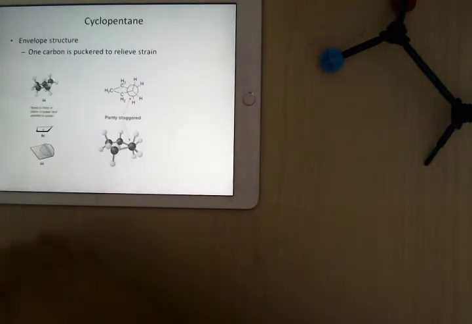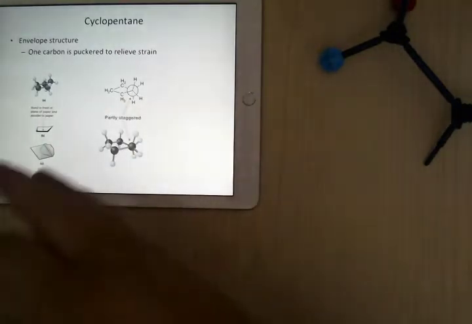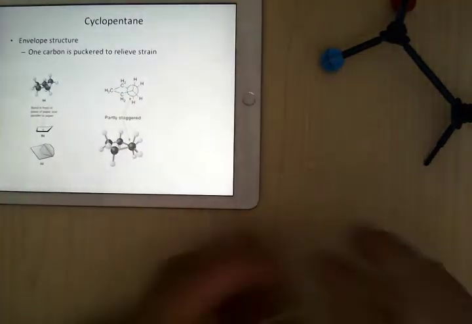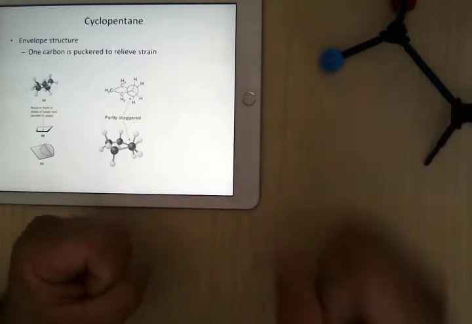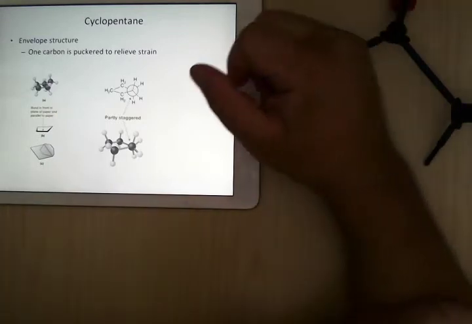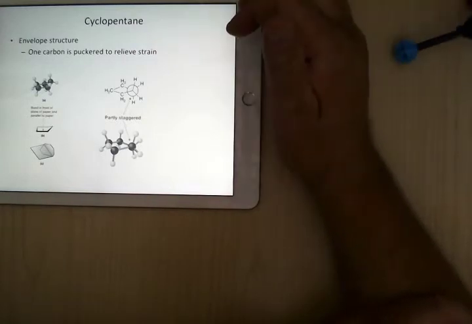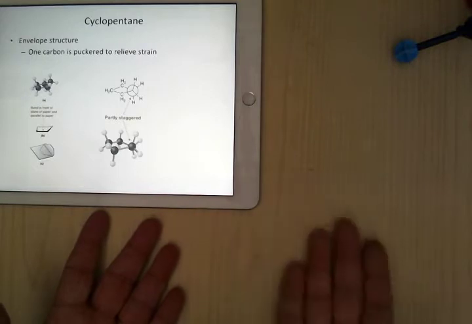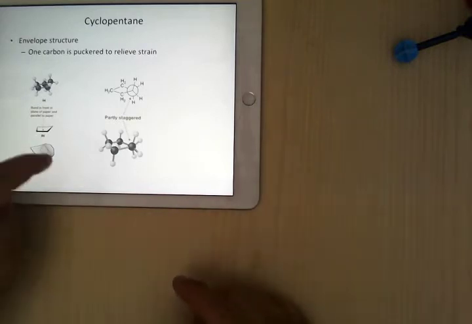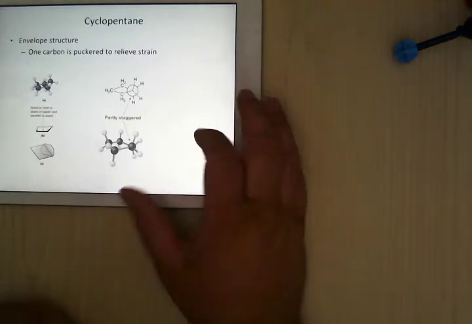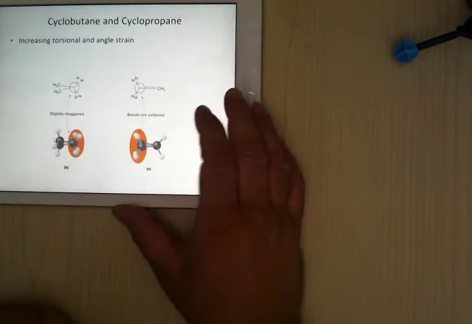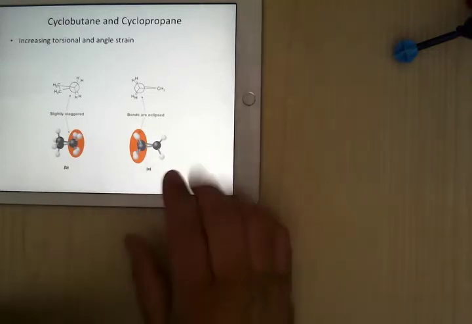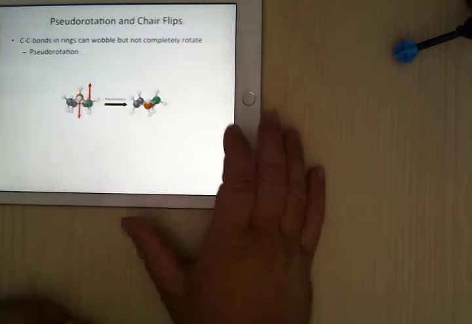The cyclopentane, as we said, puckers, and actually if you take a 5-membered ring and move one bond up a little bit, it creates what's called an envelope structure. Like you have the flat envelope, and you just take the little part here and move it up. That's what it looks like. But the cyclopropane and cyclobutane cannot twist like that to relieve the strain.